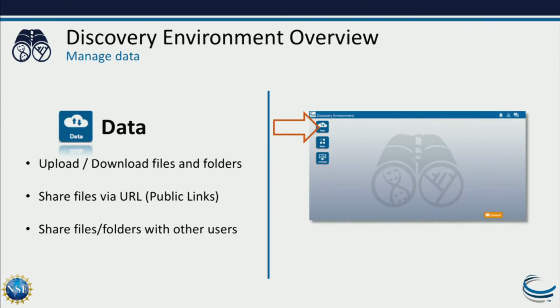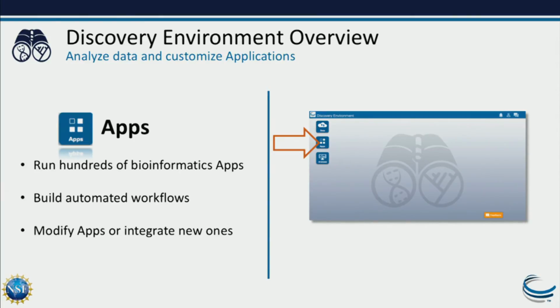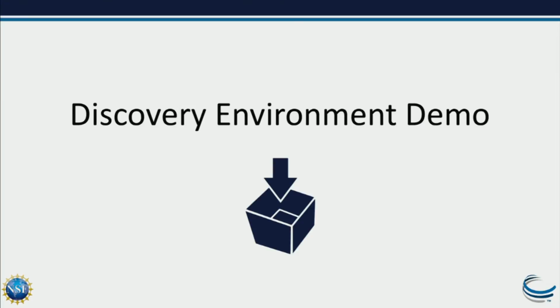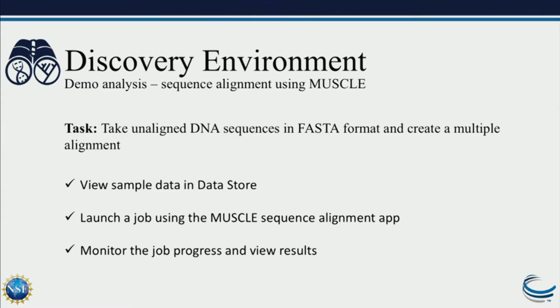We've covered data, so I won't dwell here. All of those points are things you hopefully got a sense of. The applications are where the actual applications within the Discovery Environment are that we can use. And then analyses is where we have history, and we can also manage jobs that are in the process of execution. For this demo, we're just going to choose a very simple analysis. We're going to take some unaligned DNA sequences in FASTA format, and we're just going to create a multiple alignment. That's going to involve looking at the data, using MUSCLE as the application, and then seeing the job progress and results.